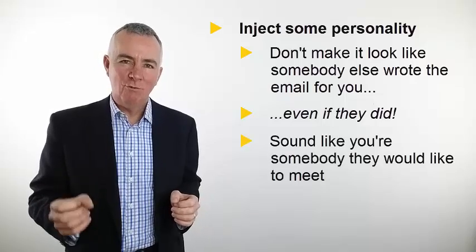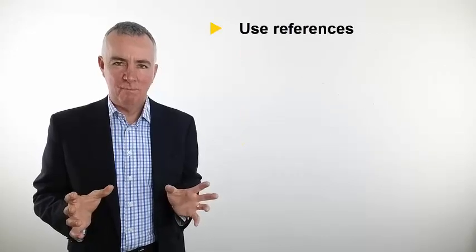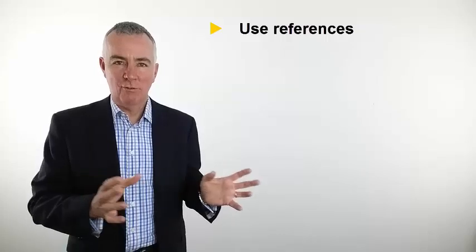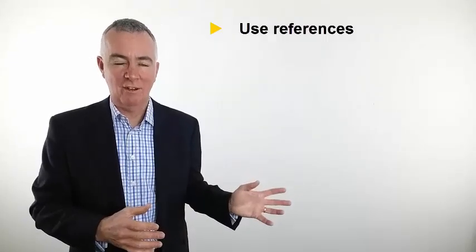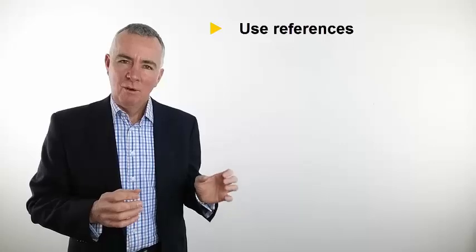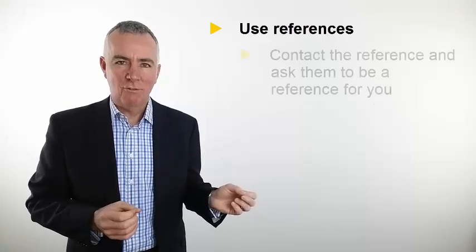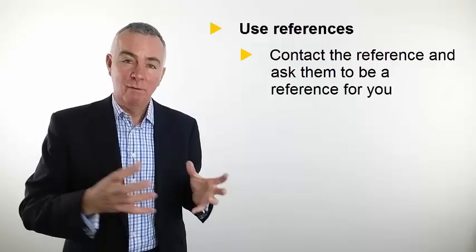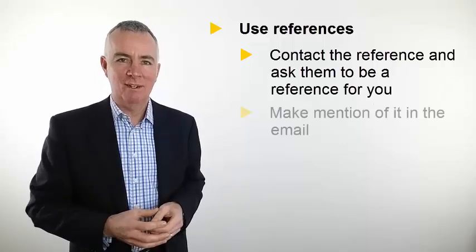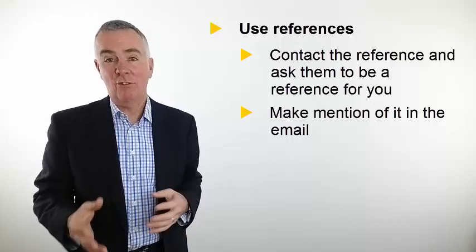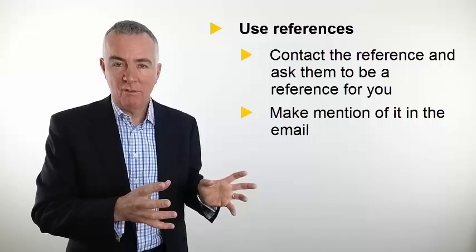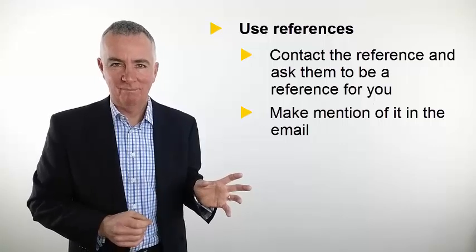Point 3, use references. Now, a lot of sources will tell you that you should maybe make reference to the fact that you see that they're also connected to so-and-so. Well, if you're going to do that, use the reference. Contact that reference and actually ask them to be a reference for you for this meeting and make mention of it in the email. Don't just say, I see you also know Adam. Do something specific with Adam, and I'll come to that in a second. So they're the 3 specific recommendations.